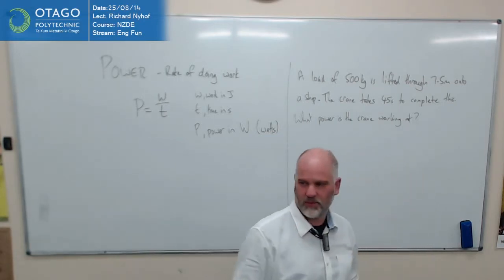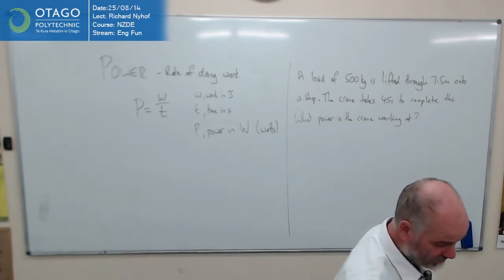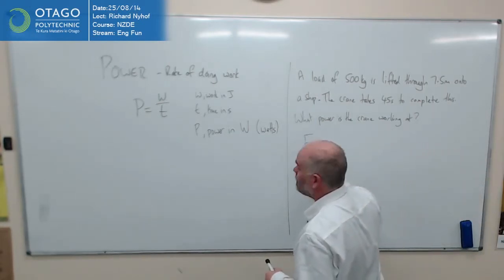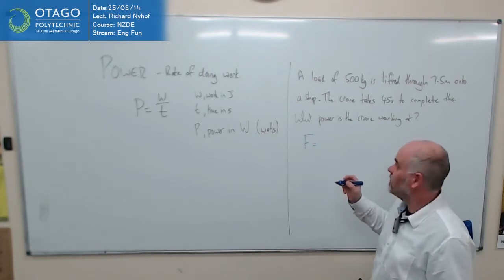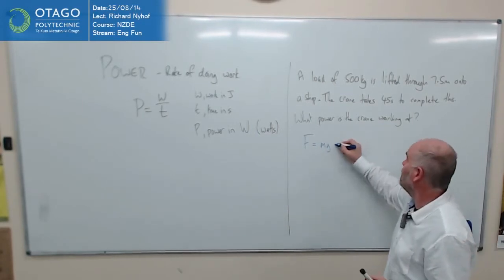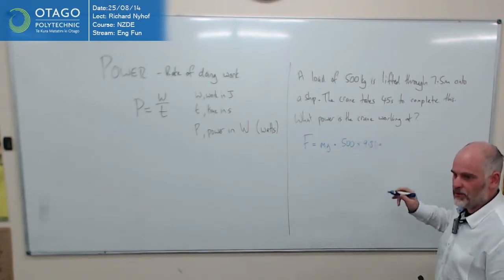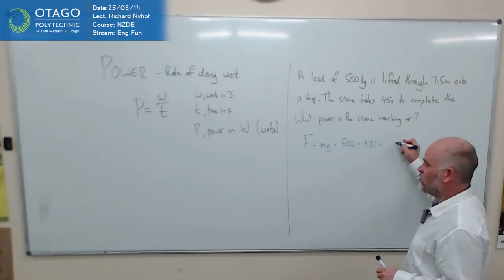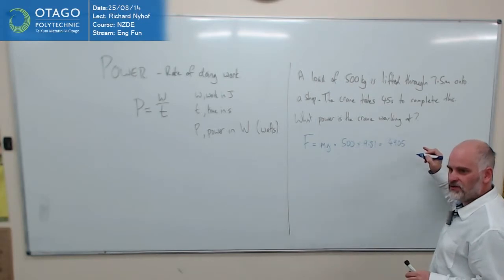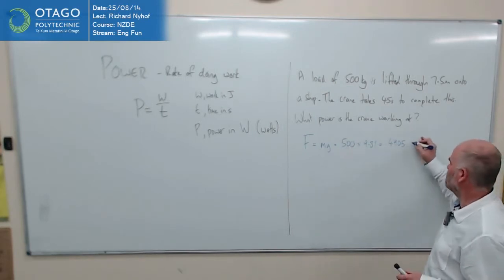Right, plan of attack, what are we going to do? First we're going to find the force. So how are we going to find the force? The force is weight, isn't it? Mass times gravity. So 500 times 9.81. What do you got? 4905. Units? Not kgs. Newtons, awesome. So the force is in newtons.